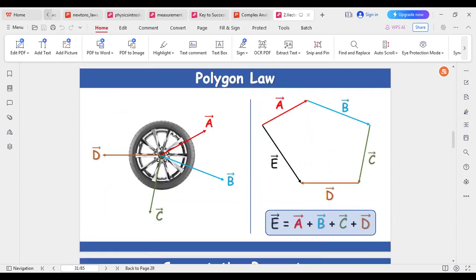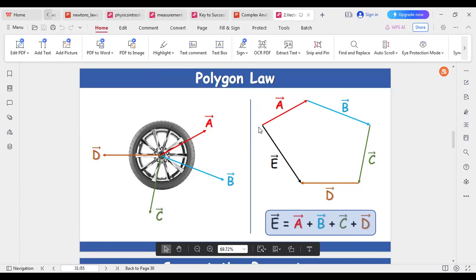Similarly, for polygons, this is actually the wheel of a car or any vehicle. At a point, vectors A, B, C, and D are coming from the same point. Then the addition of these four vectors will follow the polygon law. We have to use the polygon law. Vector C equals vector A plus vector B plus vector C plus vector D.